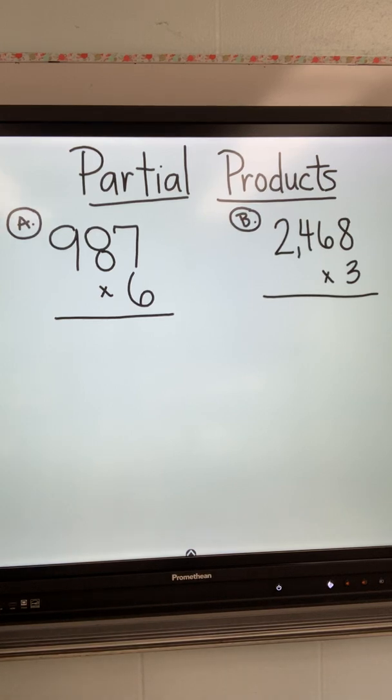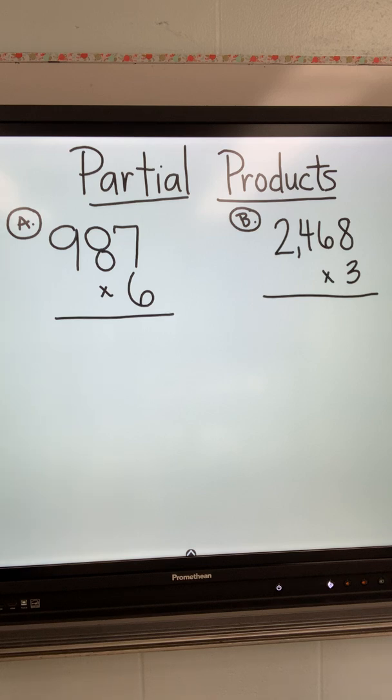Welcome back, fourth grade. Now we're going to review partial products. We are going to solve to find a product using partial products. As we do this, I also want you to keep every step that we're doing in the back of your mind for when we do standard algorithm. The process is actually very similar.